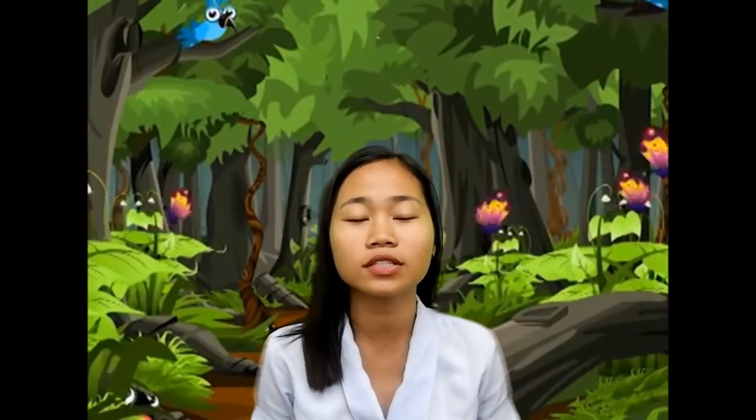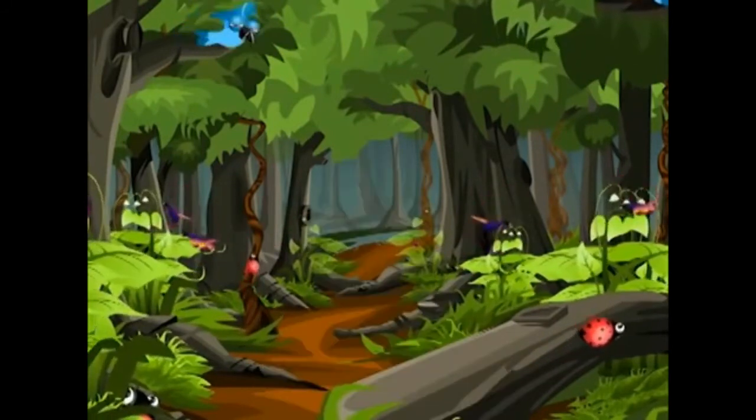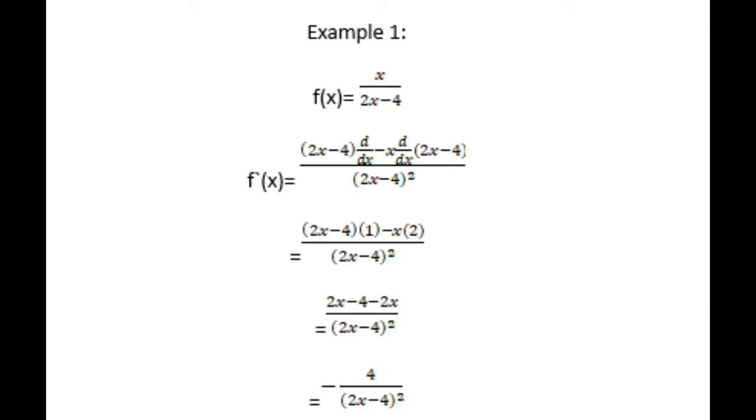The quotient rule states that the derivative of f over g is equal to g times the derivative of f minus f times the derivative of g, over g squared. So, we're gonna find the derivative of x over 2x minus 4. First, know the value of f. And our f here is x, and our f prime is 1. Also, the value of g, which is 2x minus 4, and our g prime is 2.